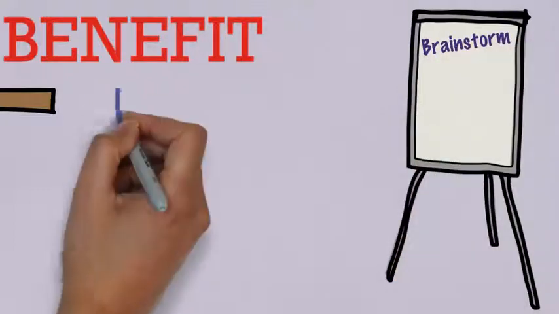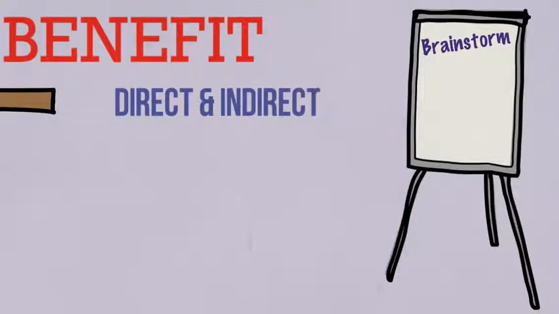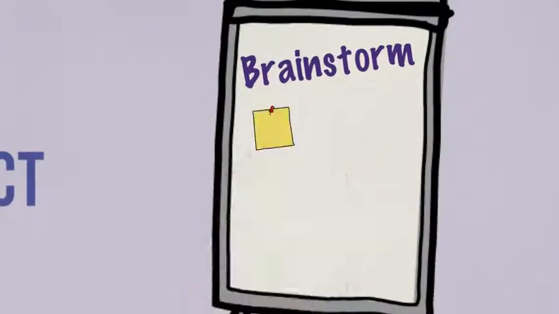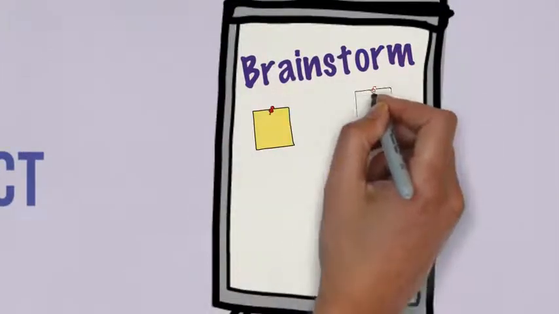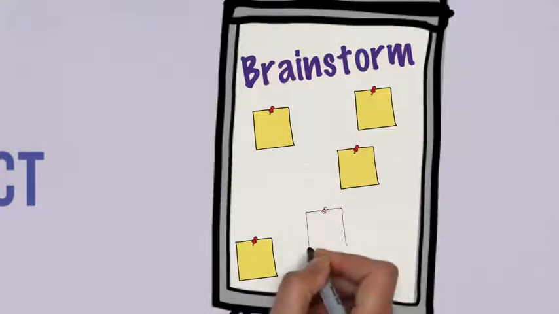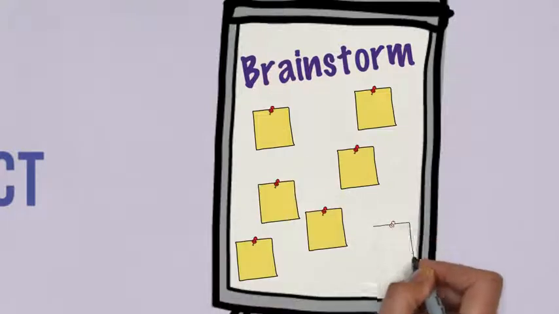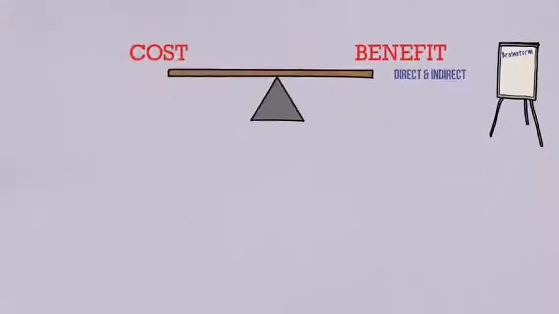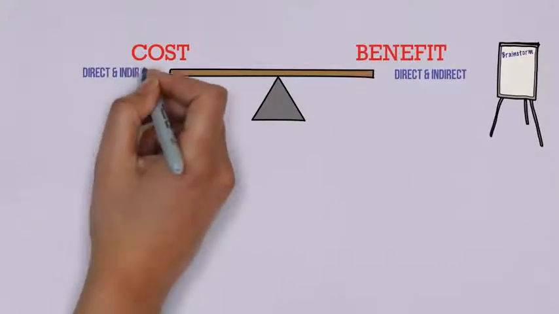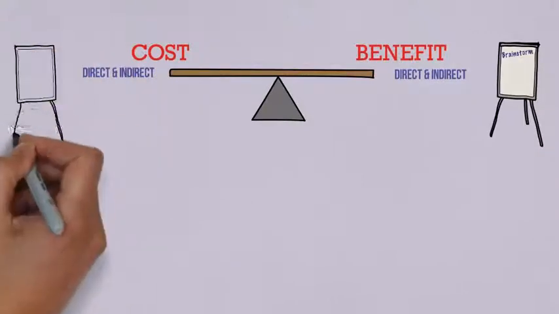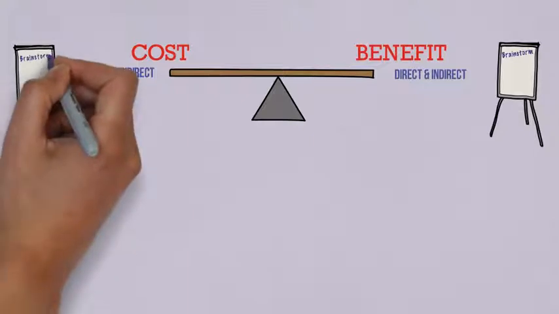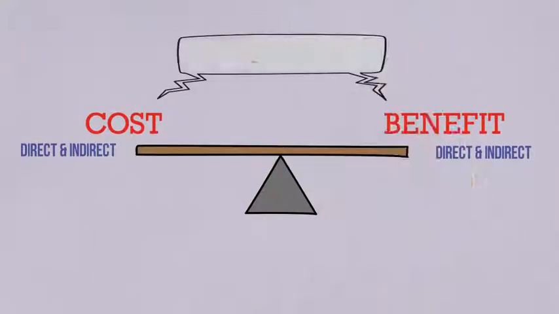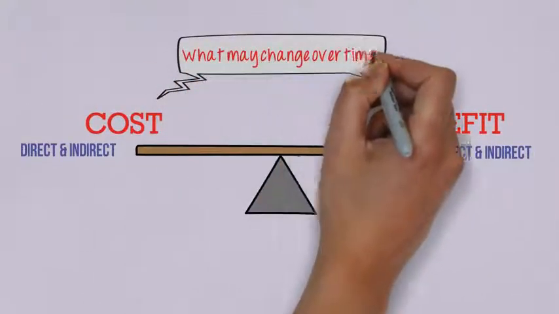Firstly, brainstorm all the benefits of the project, both direct and indirect, and make a list of these. At this point, if there aren't many benefits, your project may not be viable. Then do the same for all costs, both direct and indirect, associated with your project. Try to anticipate any unexpected costs and benefits by considering what may change over the lifetime of the project.